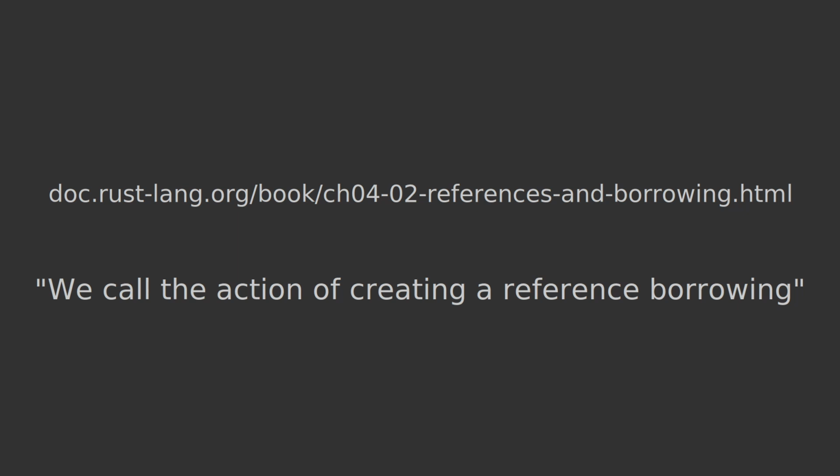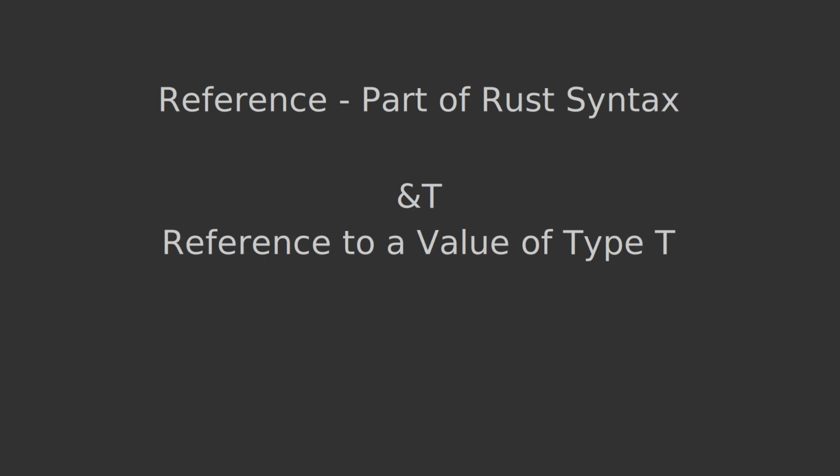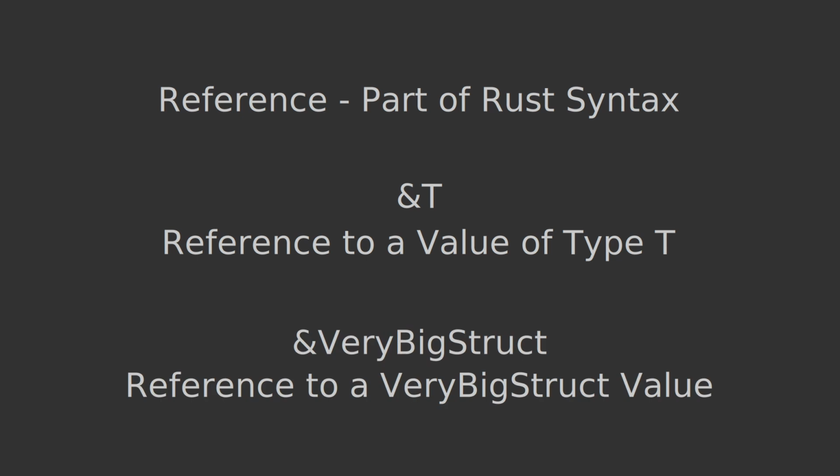Looking at references first, we see that they're built into the Rust language syntax. For some type T, you can create a reference to a value of that type. For example, a reference to a very big struct value, which saves you passing that large value between functions. You can just pass the small reference instead, which is a useful language feature. On the other hand, you won't find borrow terminology anywhere in the Rust language syntax.